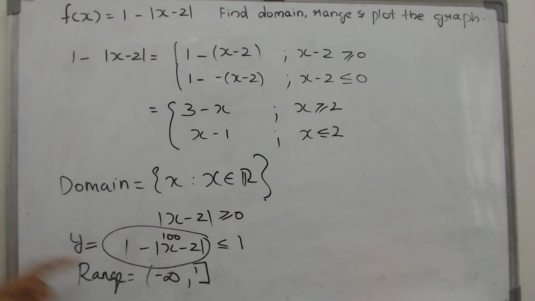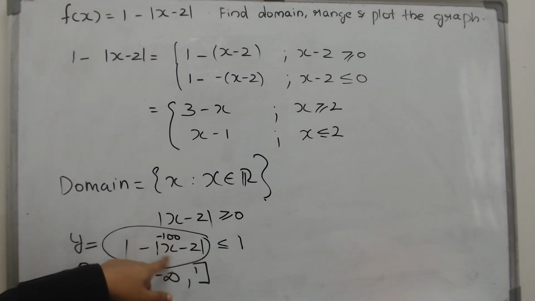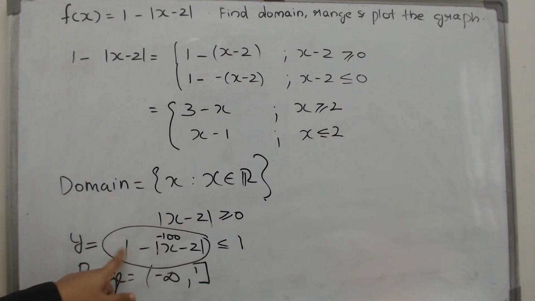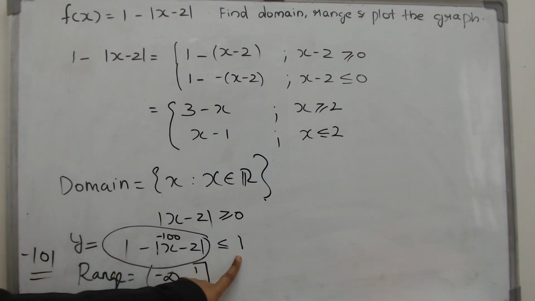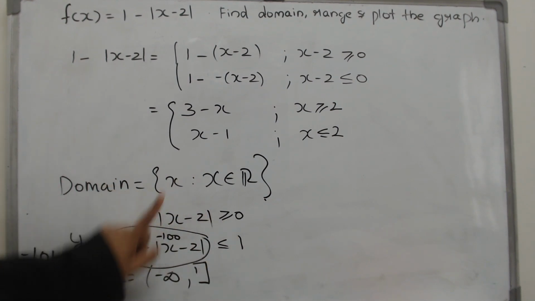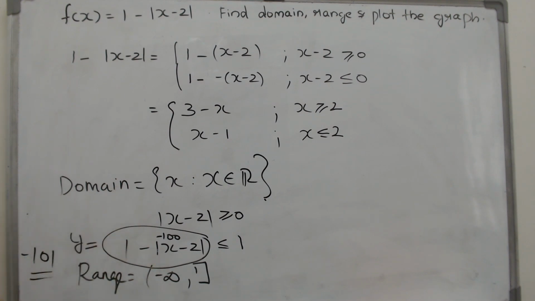Take 100 here. 100 minus 2 will be 98. So 1 minus 98 will be minus 97. Now take minus 100. Then again what will you get? You will drop the negative sign, and your answer will be 102. 1 minus 102 will be minus 101. So whatever you do, however big, however small your x is, you can never go more than 1. So this is your domain. This is your range. Now let's plot the graph.